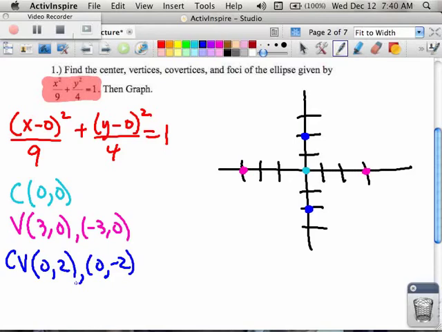Underneath the x happened to be the a squared, underneath the y happened to be the b squared. That means that my a was 3 and my b was 2. I can now graph my ellipse. Here's the graph of my ellipse. There is one other thing that they ask us to find.